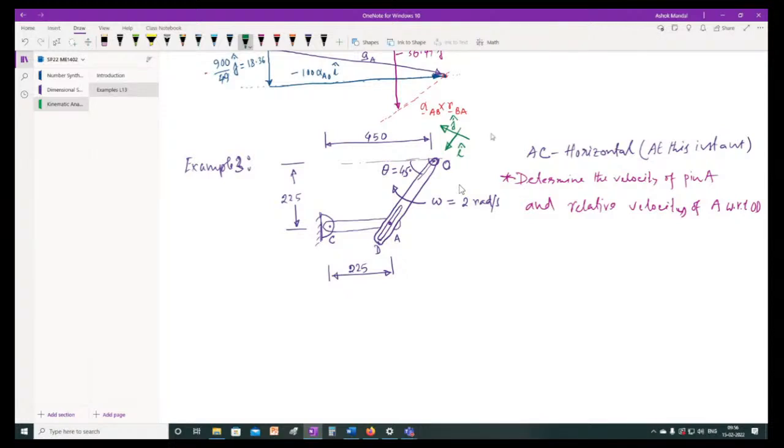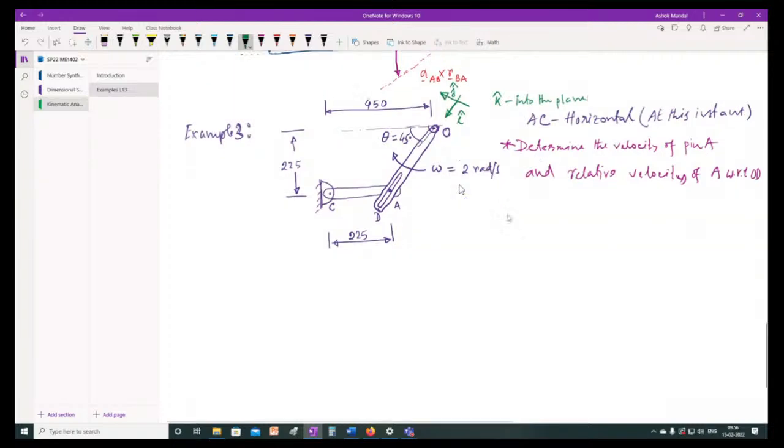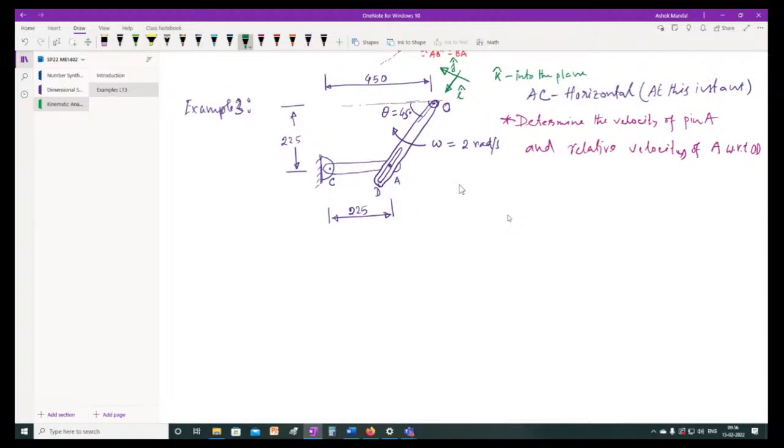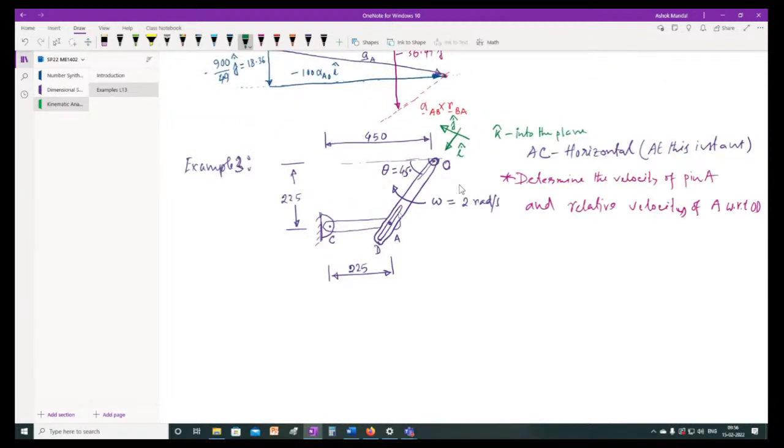Speak properly. No, I is this direction, J is this direction. Where is K? Into the plane. K is into the plane. Okay? Now, if I want to write down what is the... and these unit vectors are rotating with this link OD. Okay.